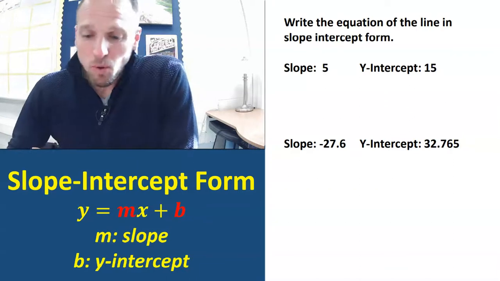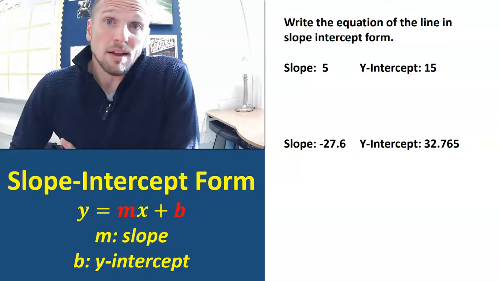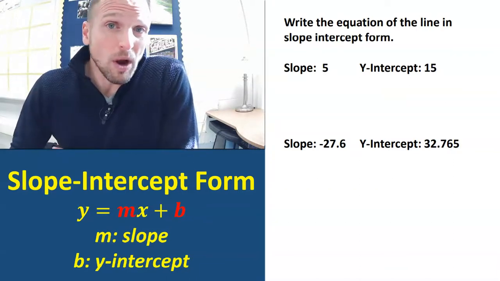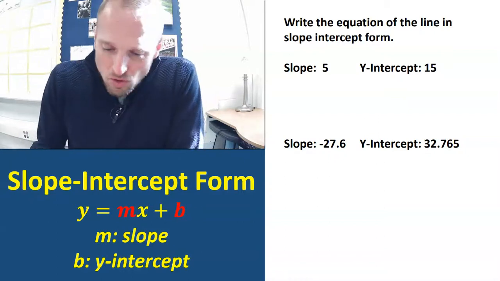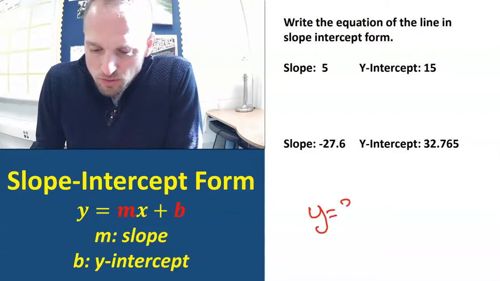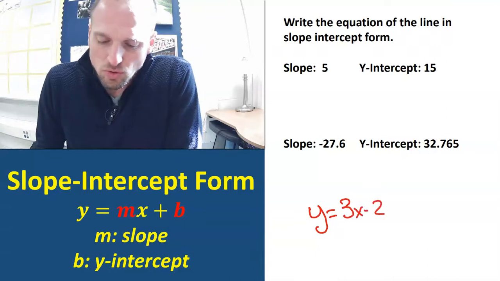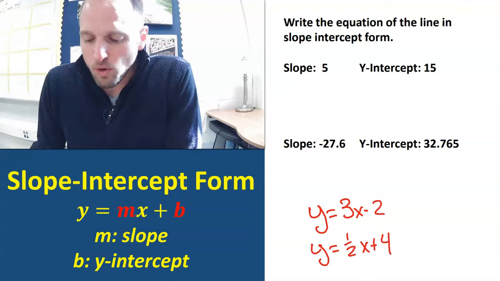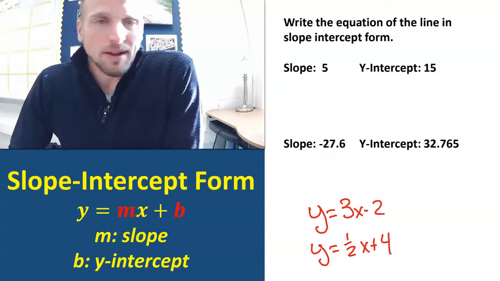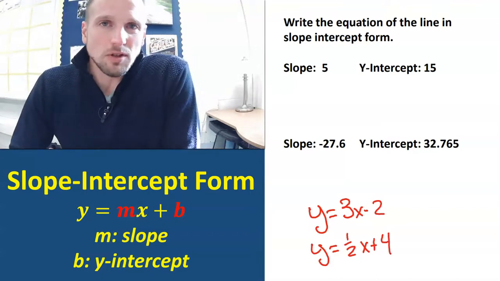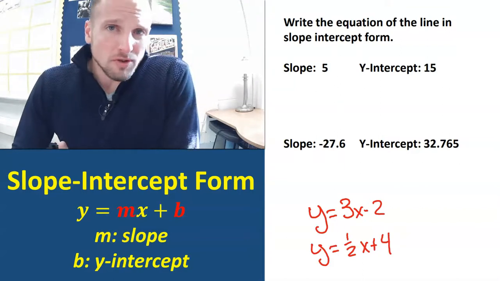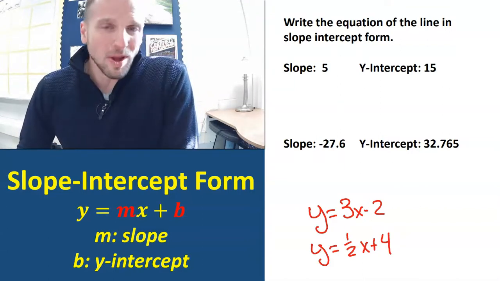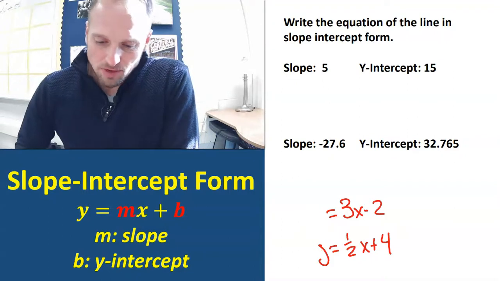Now, we've been working with slope-intercept form equations for quite a while. We've been graphing them. You know what they look like. Y equals 3x minus 2, y equals 1/2 x plus 4, something like that, right? That's an equation of a line written in slope-intercept form. So now all we're going to do today is we're going to get some information and we have to make it look like that. So let's go ahead and do it.